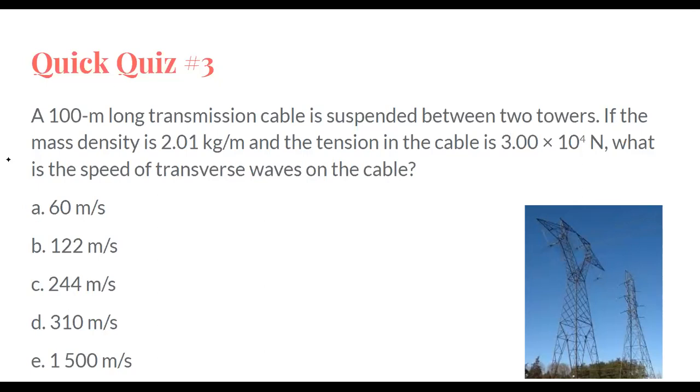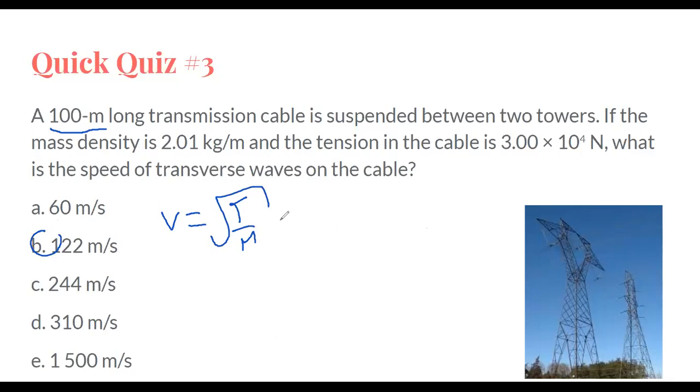So, for all of you who circled B, you got it right. Basically, knowing that it's a tense string with some linear mass density, we can figure out the speed of the transverse wave by the relationship between the tension and the mass density. Note that you're told how long the cable is. That doesn't come into effect in this question, but I'll explain why it might be useful in another case.